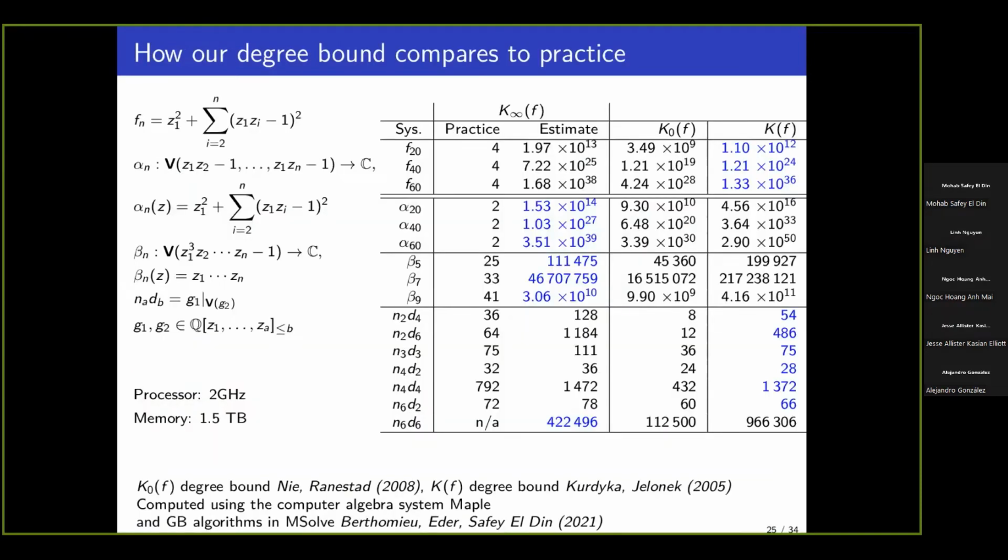We test our degree bound in practice. Here we have what we saw before, the bound on the critical values and the generalized critical values on the right by Nie and Ranestad and Safey El Din and Schost. And we compare it to our bound on the asymptotic critical values. We have what we call the estimate, which is the degree bound I showed you on the slide before. The practice column is the degree that we reach in the algorithm in practice. We test this for a variety of systems, and we note that for most of the cases, our bound is an improvement.